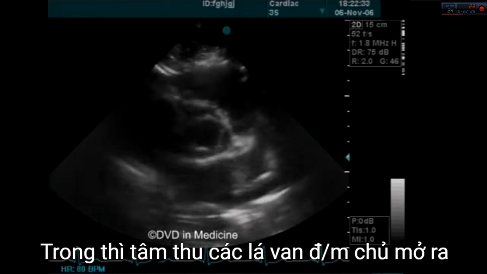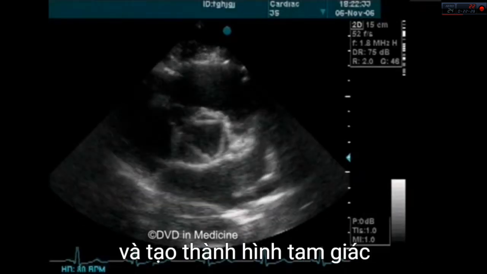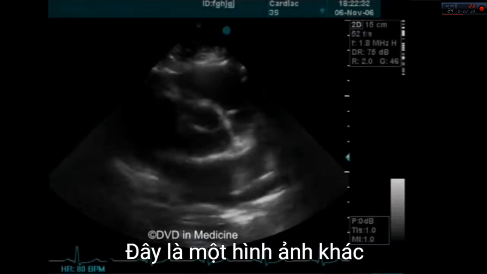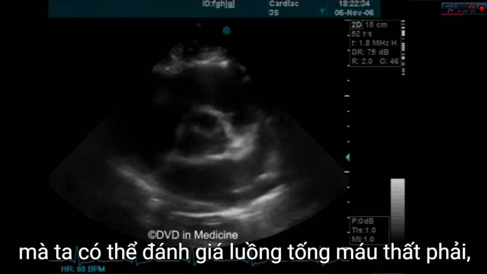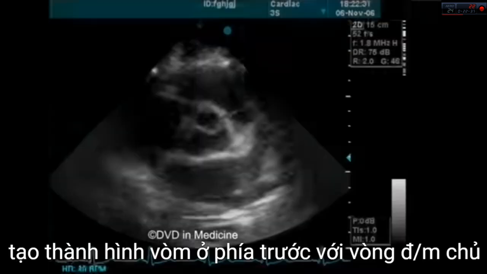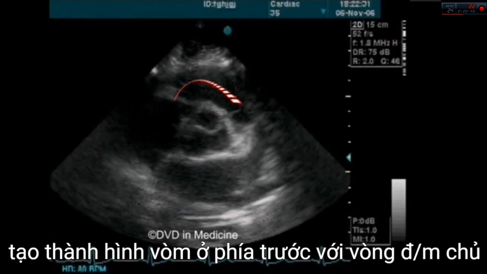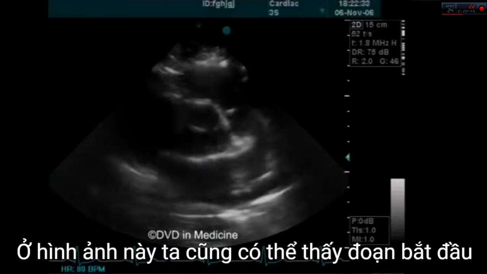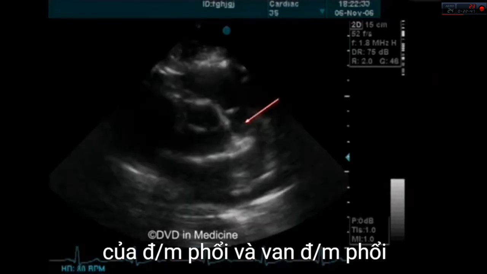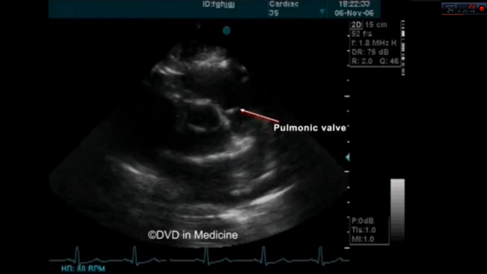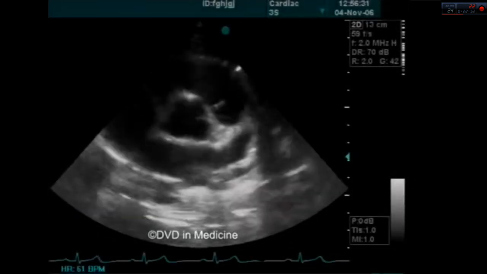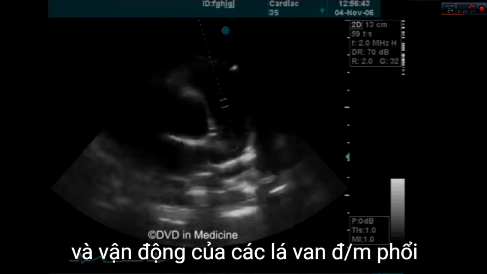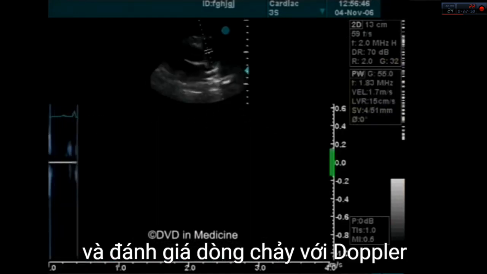In systole, the aortic valve leaflets open and form the shape of a triangle. This is another image where one can assess the right ventricular outflow tract that forms the arc anterior from the aortic ring. In this image, one can also see the initial part of the pulmonary artery and pulmonary valve. In this image, one can easily see the structure and motion of the pulmonary leaflets and evaluate the flow with the Doppler.